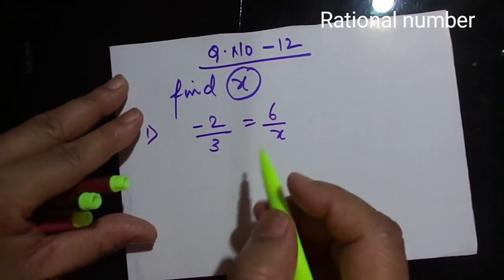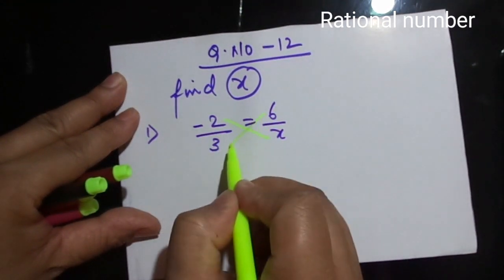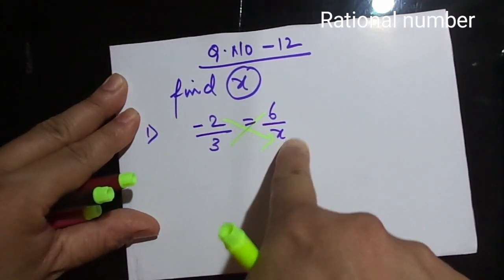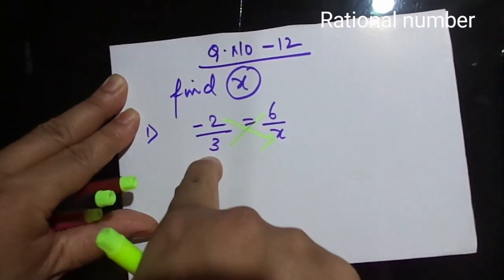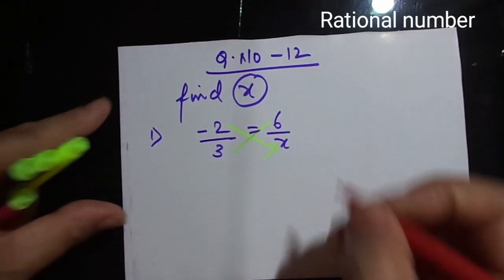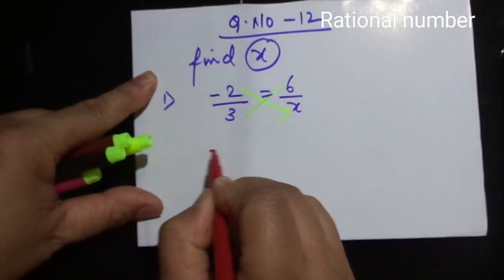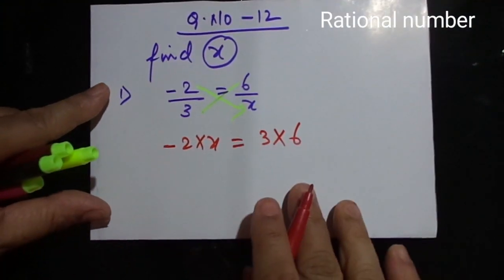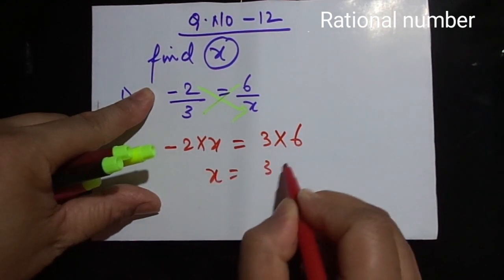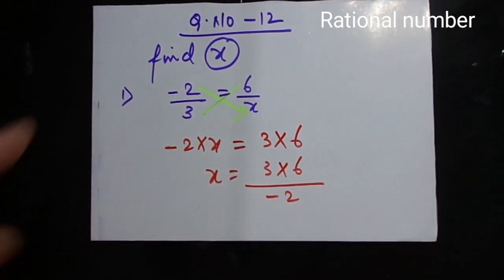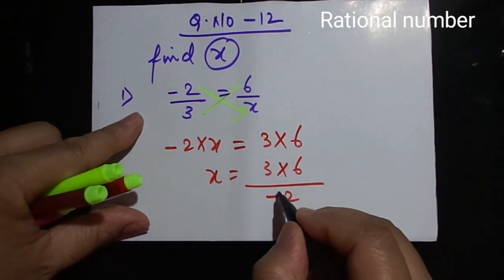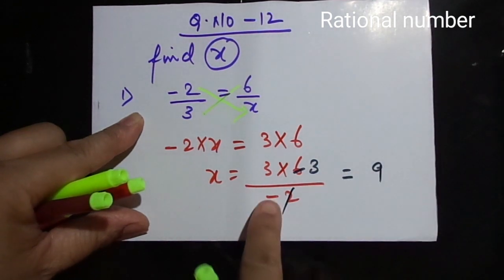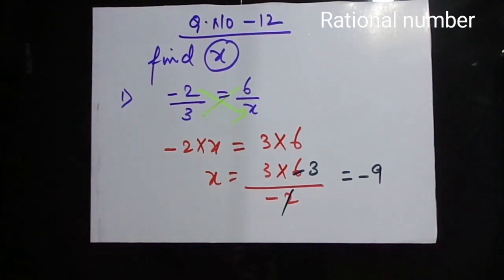I hope you remember that at first we cross multiply. The numerator of this should be multiplied by the denominator of that, and the numerator of that should be multiplied by the denominator of this. I get minus 2 into x is equal to 3 into 6. So the value of x will be equal to 3 into 6 by minus 2. Let's cancel it. 2 3 times, and we get 9 by minus 1. It can be written as minus 9.